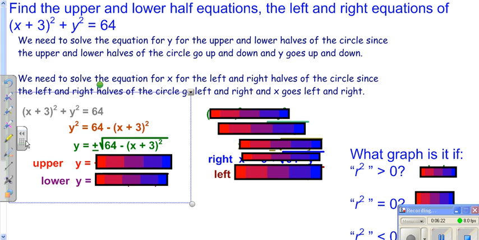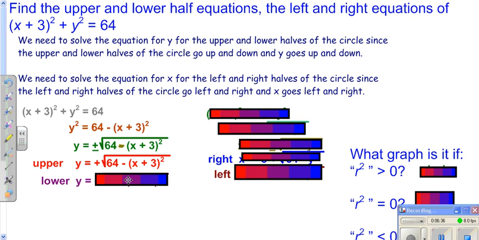Now we're not able to take the square root of this first part and the square root of the second part because there's a subtraction sign here. So there's nothing more we can really do to simplify that. Your upper half is just the positive root. Your lower half is then just the negative root because lower goes down and the negative root would go down.